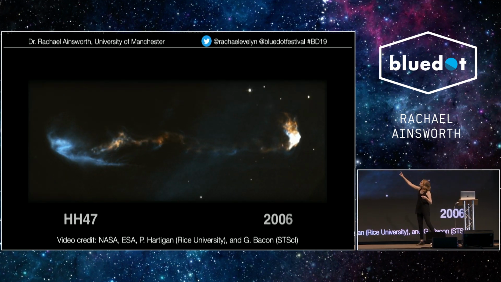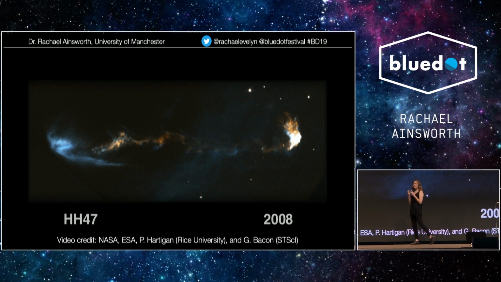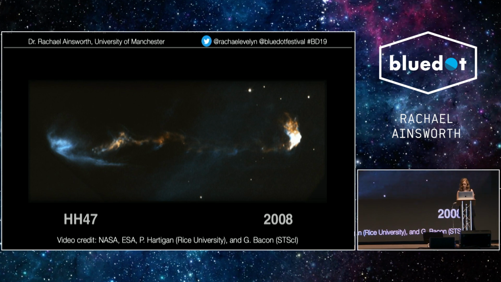is it does have these wiggles. So what astronomers think is happening there is that maybe there isn't just one newborn star inside. Maybe it's a binary system, and because of the interaction between the two stars, it's causing this jet to precess and wiggle. So we can get a lot of information from these jets.